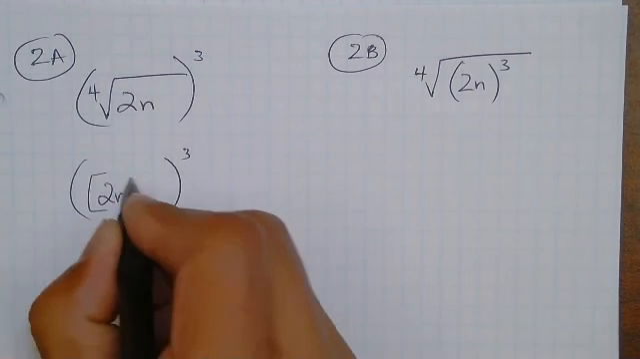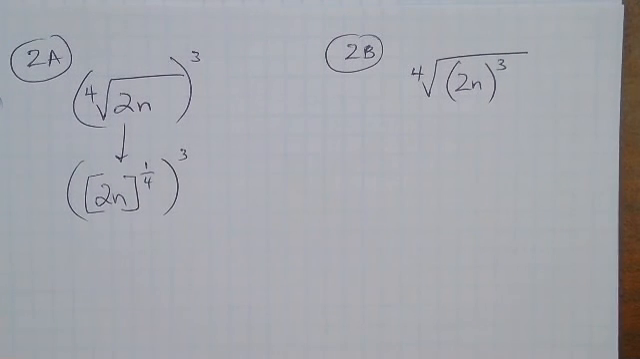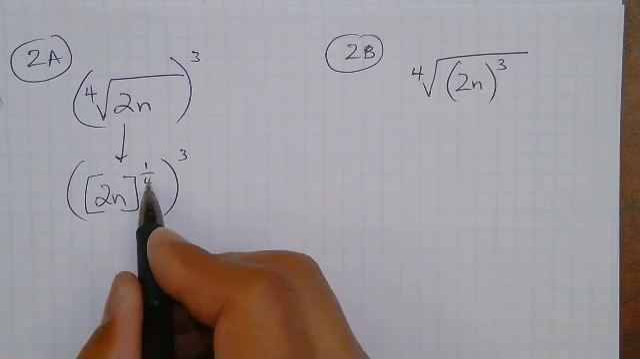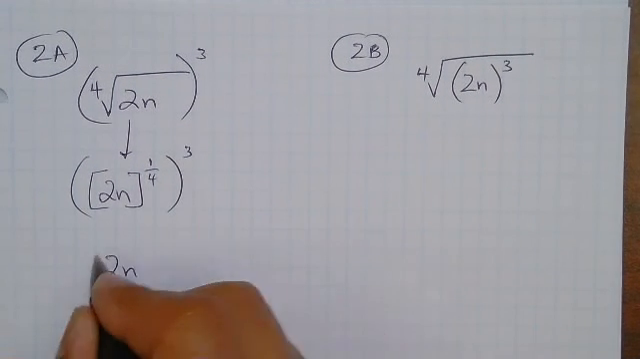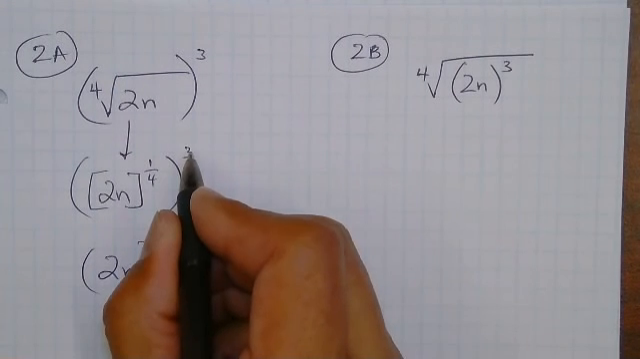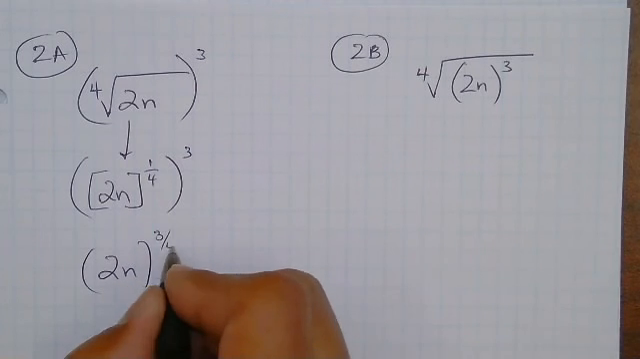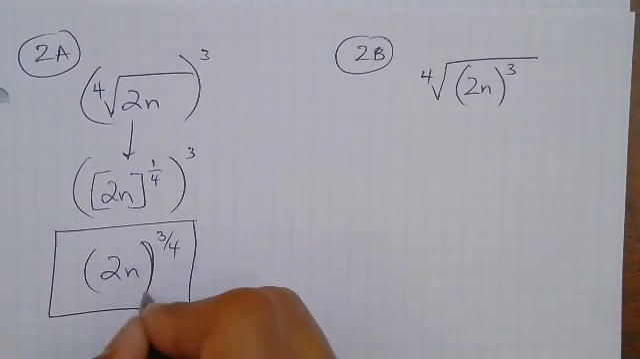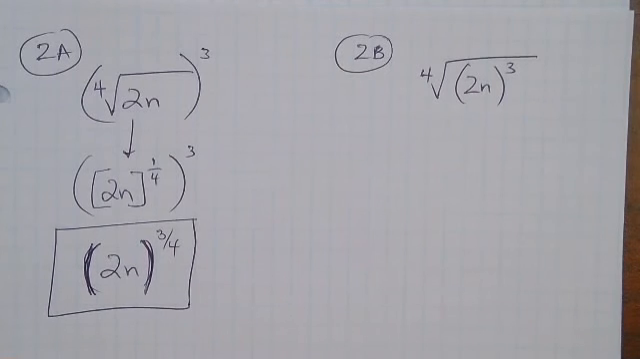So this one is what? 2n to the power of what? 1/4? That's this part, the inside part, right? But when you have a power to a power, what is it going to end up being? 2n to the power of what? The 3 is the whole number, stays on top. The 4 is the denominator, stays on the bottom. It's 2n to the power of 3/4.